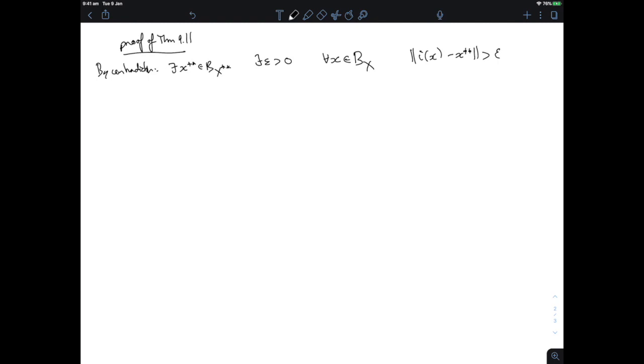Okay, now given that epsilon, I'm going to use uniform convexity, and I'm going to pick the delta that corresponds to that epsilon. So the delta such that for all x and y in X, whenever the norm of x minus y is greater than epsilon, I'm going to be able to guarantee that the norm of x plus y over 2 is smaller than 1 minus delta. Okay, so I've picked delta in that way.